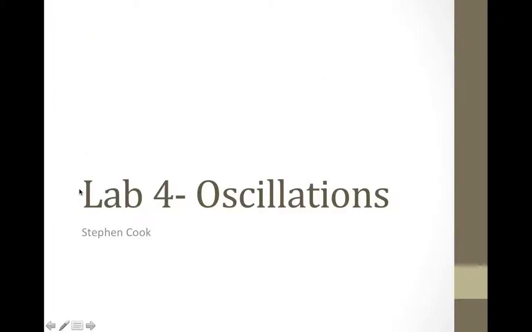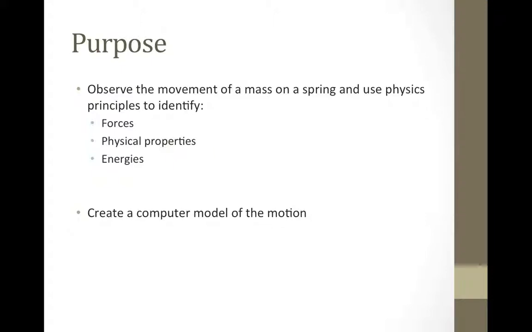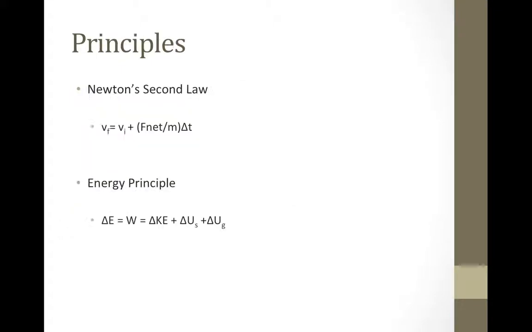Hey, this is lab4 oscillations. The purpose of this lab is to observe the movement of a mass on a spring, and by doing this we'll be able to identify forces and energies at play. We'll also create a computer model of this motion, and this will allow us to see how accurate our predictions were. And it turns out that the predictions were pretty accurate, although they were somewhat faulty. And we'll see that coming up.